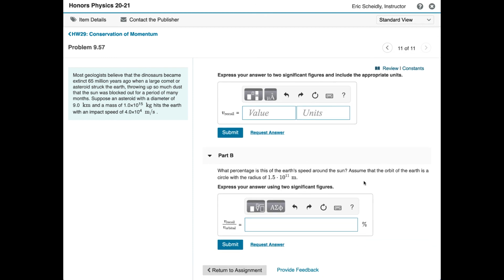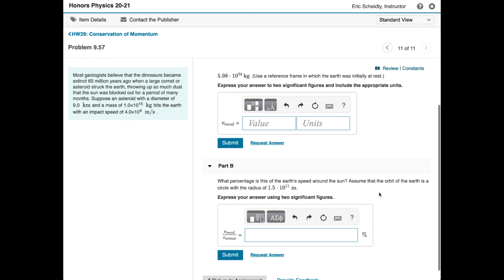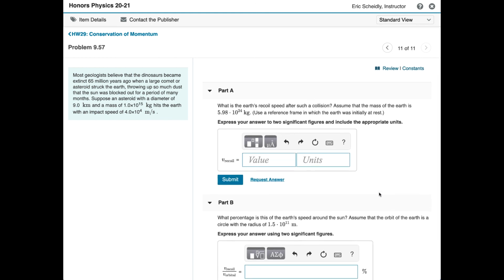Well, in order to calculate that, which is a calculation you've already done earlier in the course, you simply take the circumference of the Earth's orbit, 2 pi r, where the radius of the Earth's orbit is 1.5 times 10 to the 11th meters, and divide by the time it takes the Earth to orbit the sun in seconds, which is a year's worth of seconds. Take the recoil velocity calculated from part A, and divide by that orbital velocity and express it as a percent, a very, very small percentage.